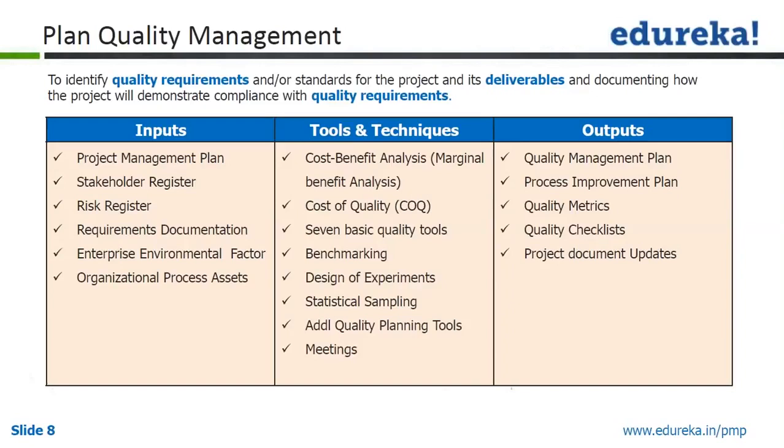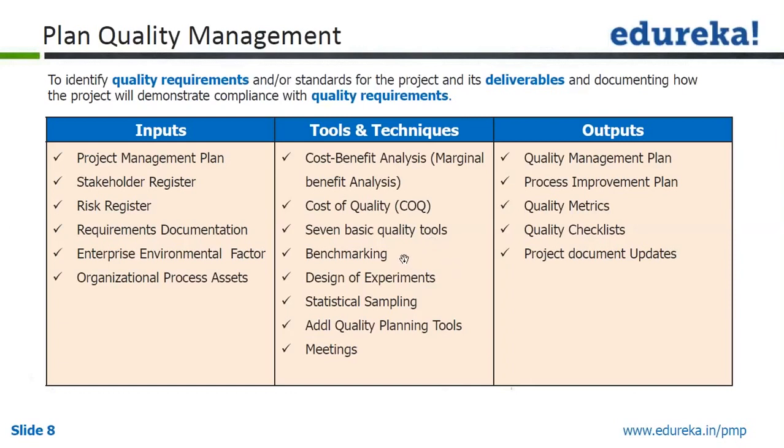I'll just mention a few of their names: the cause and effect diagram, also called the fishbone diagram or Ishikawa diagram, flowcharts, and check sheets. These 7 basic tools are used by all 3 processes in the project quality management knowledge area: plan quality management, perform quality assurance, and control quality. So these are the common 7 basic quality tools, and we have separate slides that will explain each and every tool appropriately.